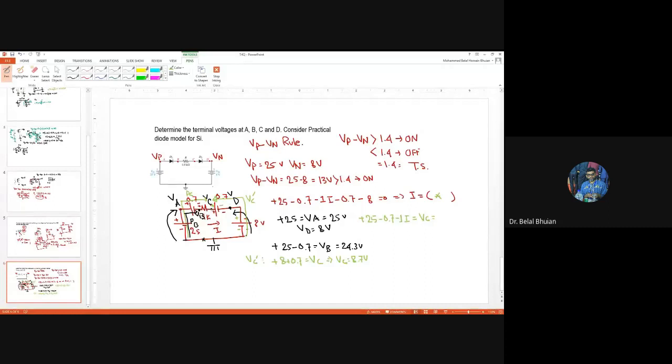So this is how, for all the terminals, points A, B, C, this voltage is measured with respect to ground. This voltage is measured with respect to ground. This voltage is measured with respect to ground. This is how we can measure the terminal voltage. All right. Any question? Any question? So if we don't have any questions, we can call it a day. I'm going to stop recording.